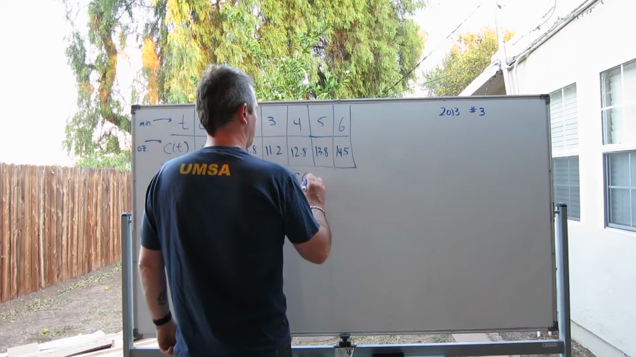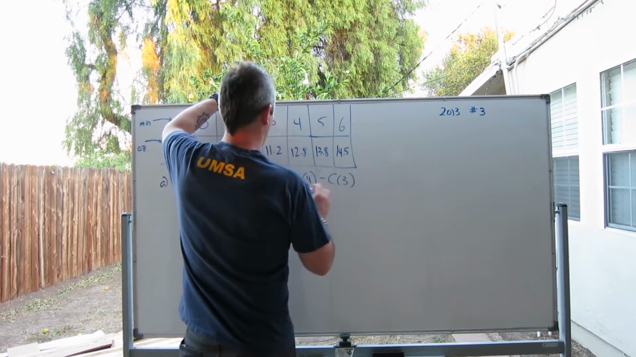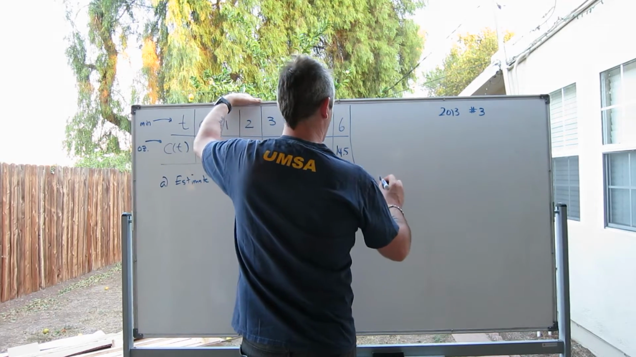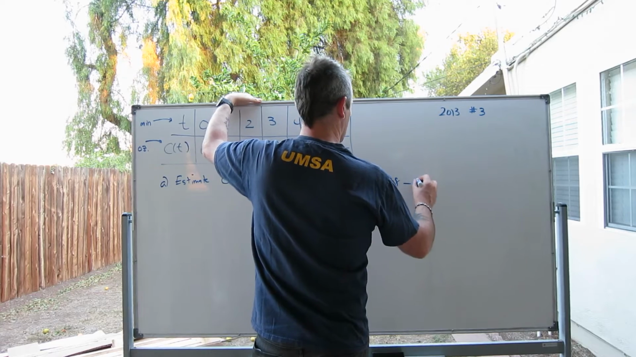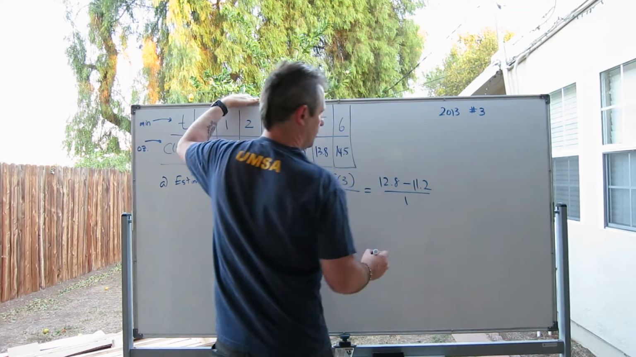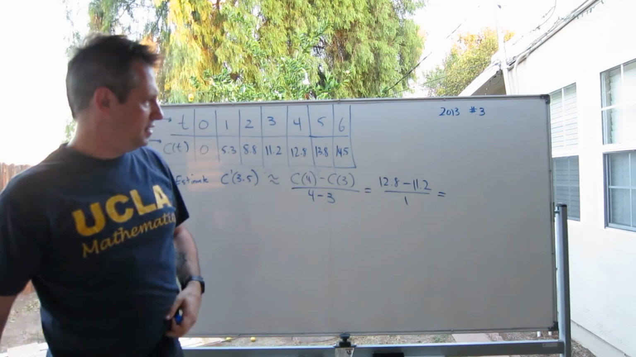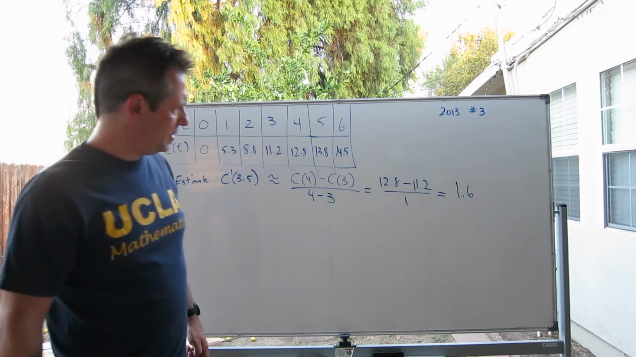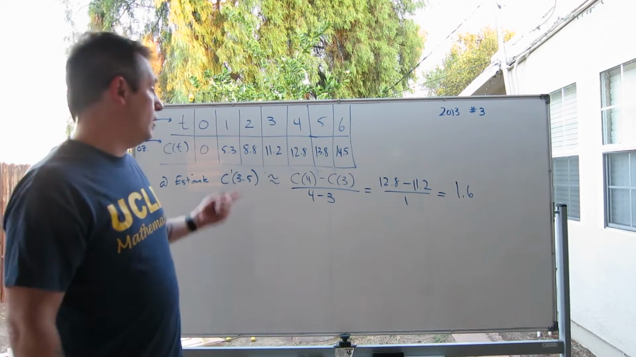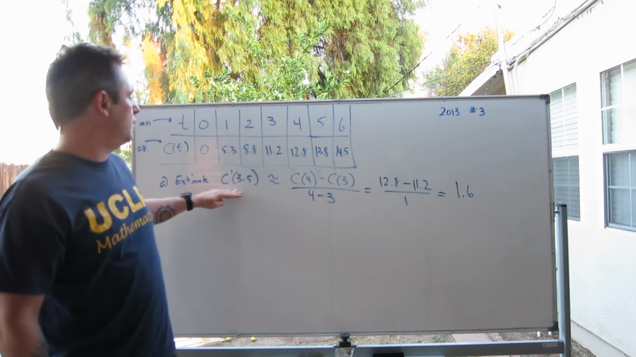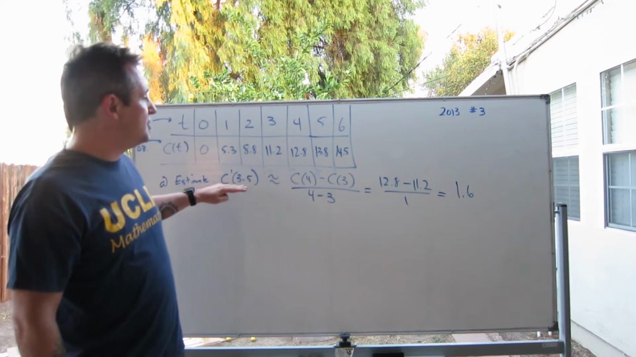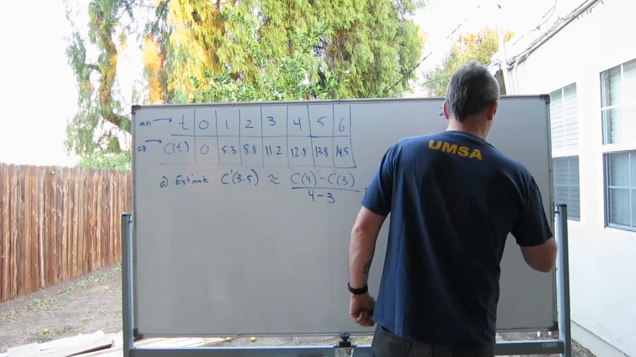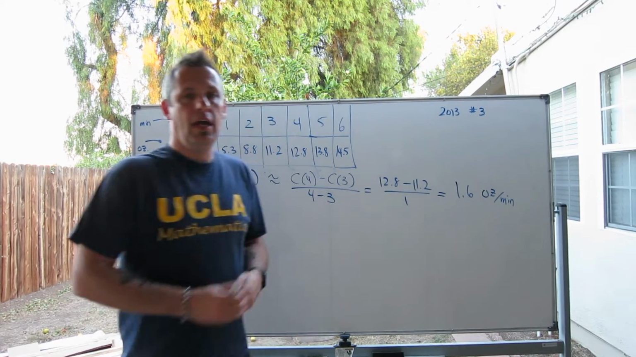So that is c of 4 minus c of 3 over 4 minus 3. In this case that is 12.8 minus 11.2 over 1, which I believe is 1.6. That makes sense, 1.6. Now we want to use proper units here. This is a derivative, it's the rate of change of c with respect to t, so it's ounces per minute. And that's my final answer.